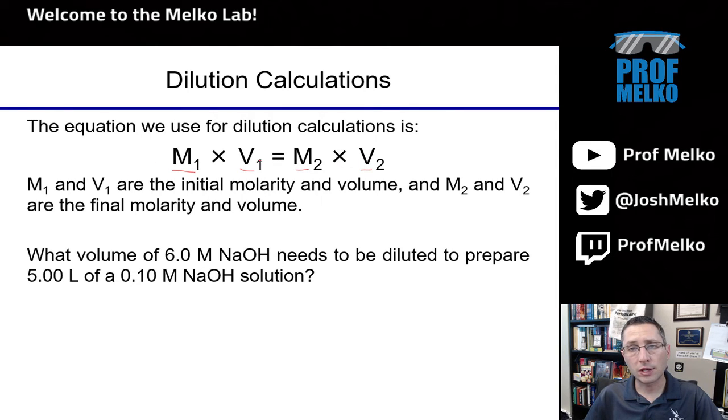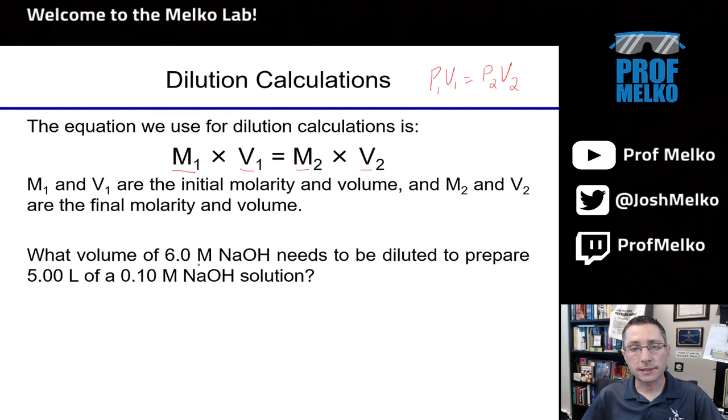So M1V1 equals M2V2. This looks really familiar to another law we talked about back in a couple previous videos: P1V1 equals P2V2. This was Boyle's law. We're kind of doing the same thing here, just with molarity instead of pressure. Initial equals final. M1V1 equals M2V2, where M1 and V1 are the initial molarity and volume, and M2 and V2 are the final molarity and volume. So let's look at a typical question.